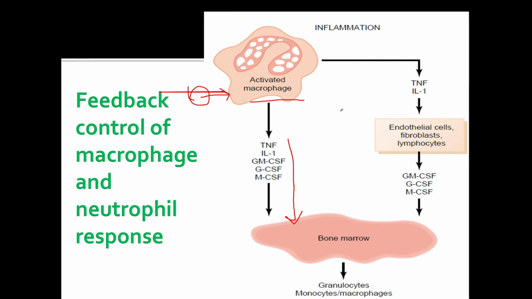The indirect route is that, first of all, these macrophages are activated, and then they release tumor necrosis factor and interleukin 1, which act on endothelial cells, fibroblasts, and lymphocytes. These cells release further substances, and then they act on colony stimulating factor. These are basically the factors that stimulate the formation of blood cells. So they act on the bone marrow, and more granulocytes, monocytes, and macrophages will be produced.